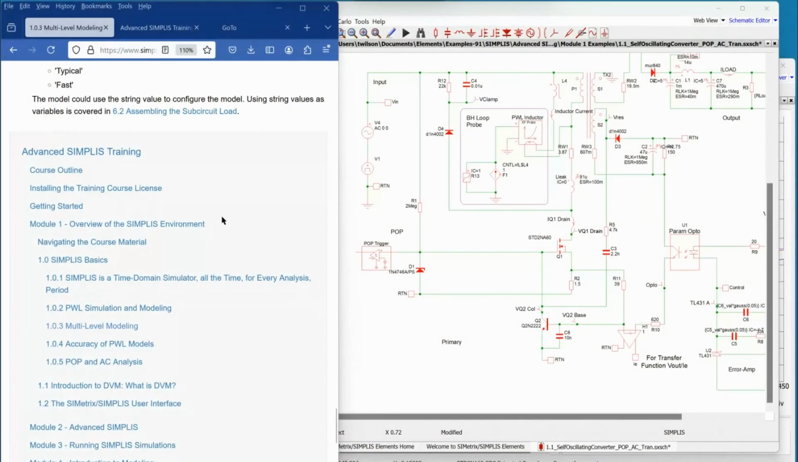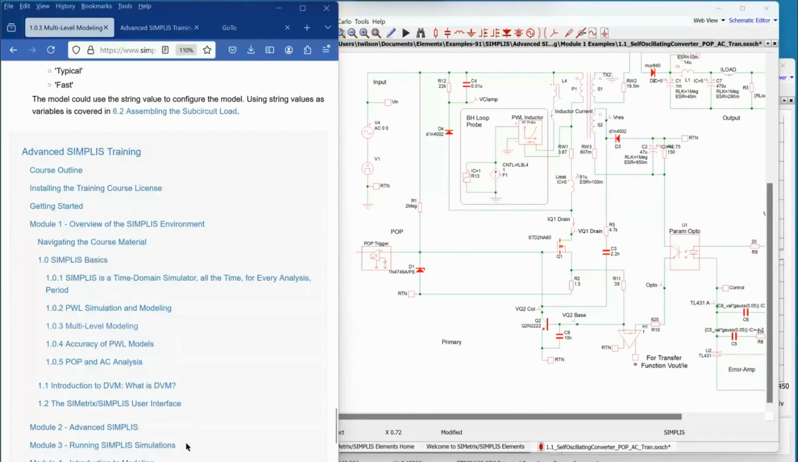So we just finished the three critical, simplest concepts. SIMPLIS is a time domain simulator all the time. It's a piecewise linear simulator. All the models are piecewise linear. And this concept of multi-level modeling is really important, particularly as you get more into being able to extract the full value of SIMPLIS and how it can impact your design process.